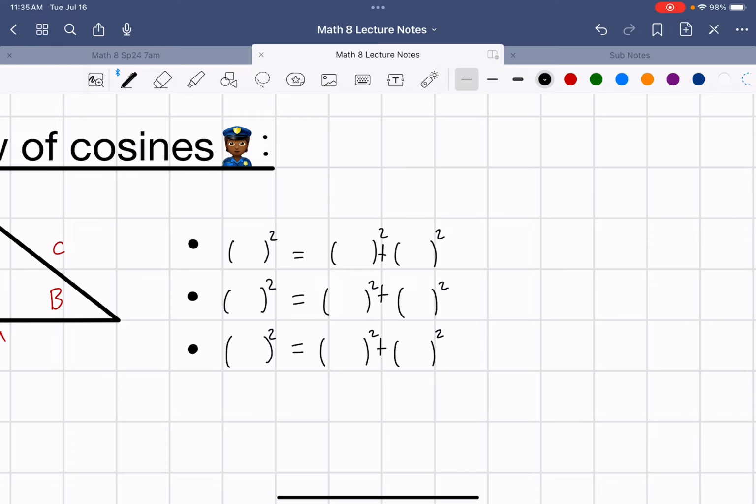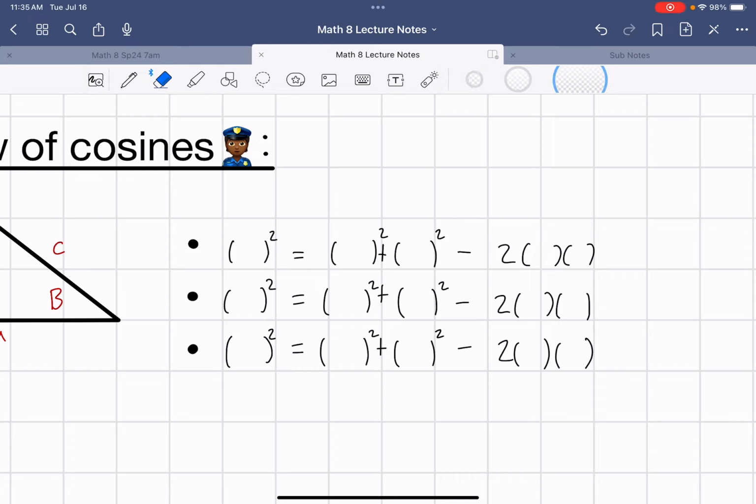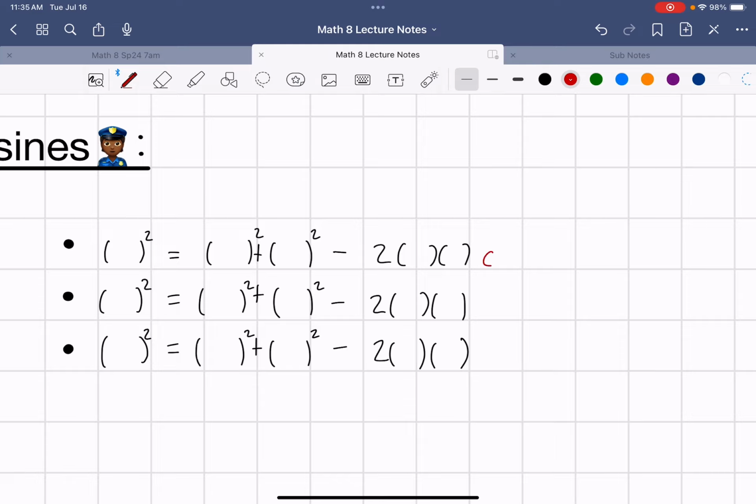And this is where we get our cosine portion. Oh, sorry, not yet. I forgot the minus. And then 2, 2, 2. Here. Now we have our cosine. Cosine, cosine, cosine.